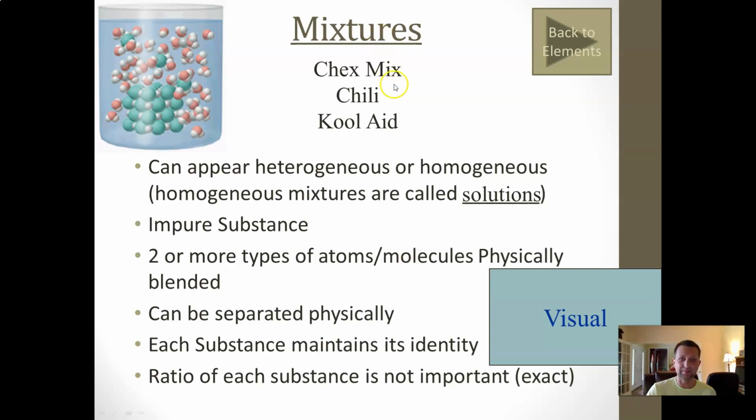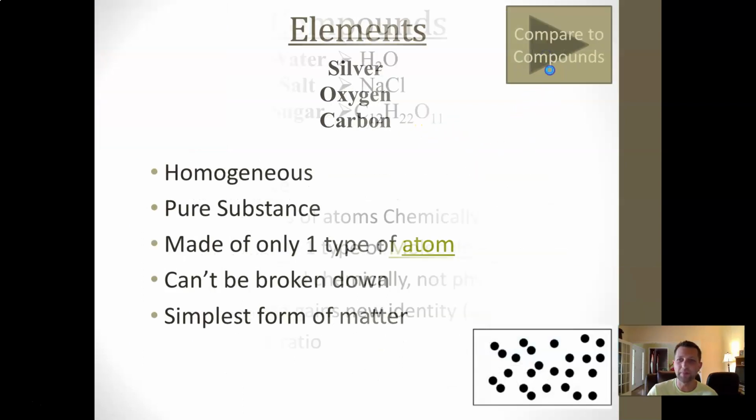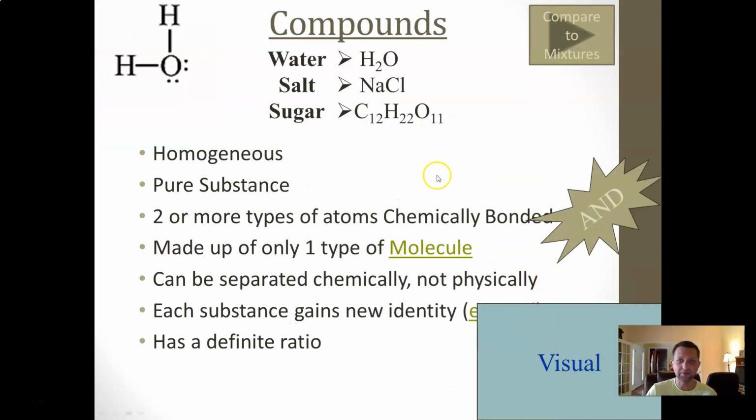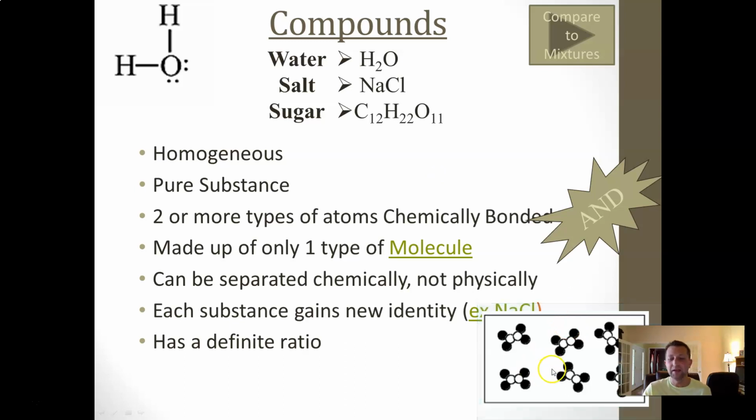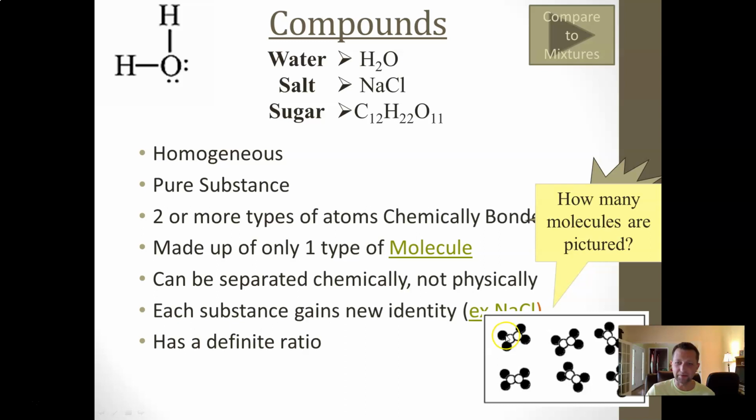You don't have the same exact ratio of Kool-Aid every single time you make it. So let's look at the visual for compounds. It looks like this. You can see that you have two or more different atoms, the black and white, and they are chemically combined. So how many molecules are in this picture?